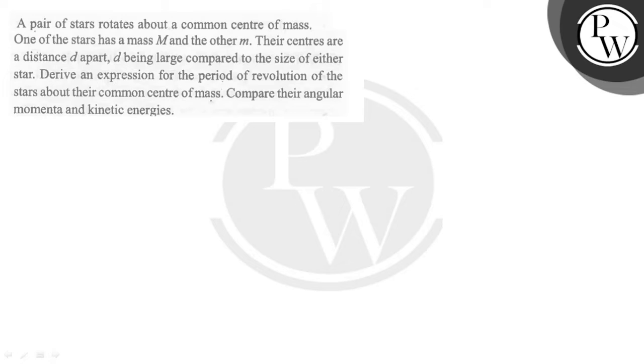What is the question, beta? A pair of stars rotates about a common center of mass. One of the stars has a mass m and the other is small m. Their centers are a distance d apart, d being large compared to the size of either star. Derive an expression for the period of revolution of the stars about their common center of mass. Compare their angular momenta and kinetic energies.